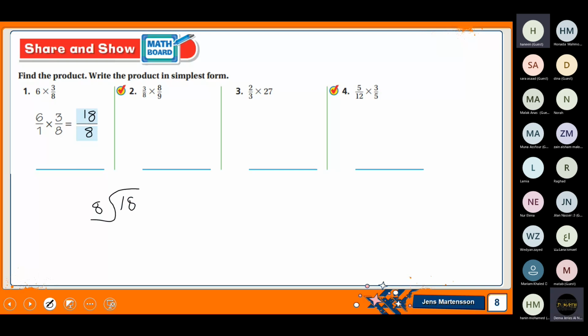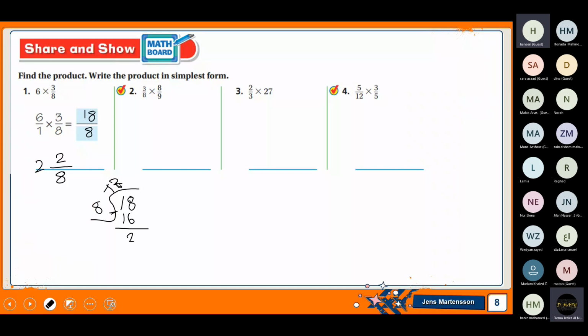How many 8 in 18? 1 times 8 equals 8. 2 times 8? 16. So then 18 minus 16 equals what? 2. Bravo. Now, how do you write 18 over 8 as a mixed number? We keep the denominator the same. The 2 for the whole number and the remainder 2 goes on top.